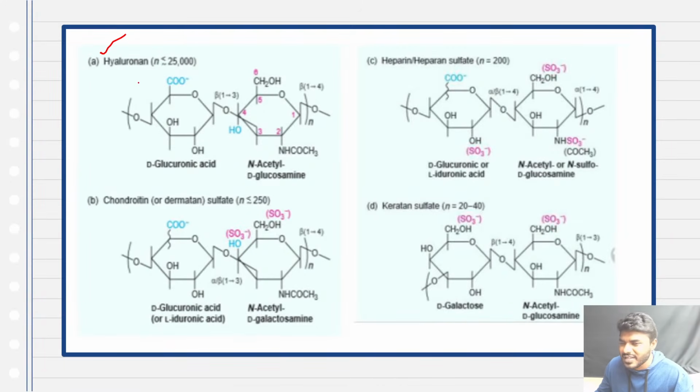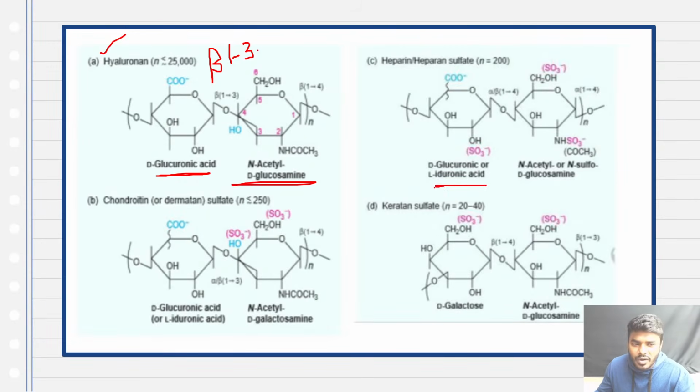Hyaluronan. See friends, here nothing to explain. I want you to remember the linkages, compulsory. Hyaluronan is made up of D-glucuronic acid and N-acetyl D-glucosamine. These two sugars are connected with each other by beta-1,3 glycosidic linkage. You have to remember. Now, how about heparan sulfate? You have to remember here, nothing to explain.